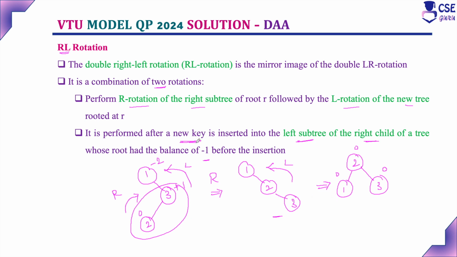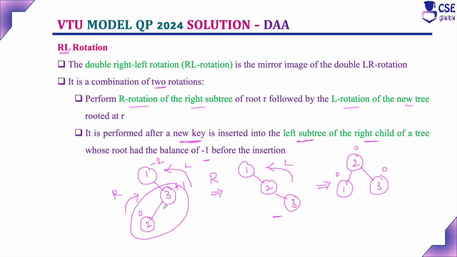So RL rotation is applied when you are inserting a new node as the left subtree of the right child. LR rotation is applied when you are inserting a new node into the right subtree of the left child. So these are the 4 types of rotation we apply in an AVL tree to convert the unbalanced binary search tree into a balanced one.